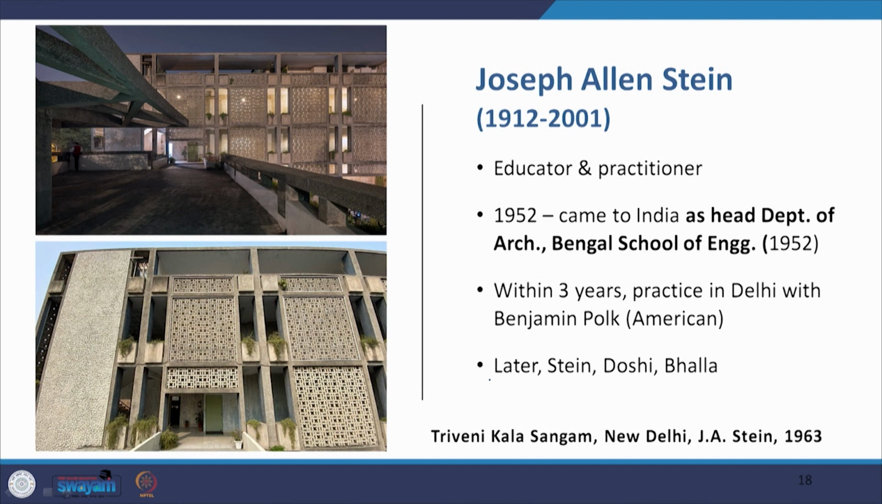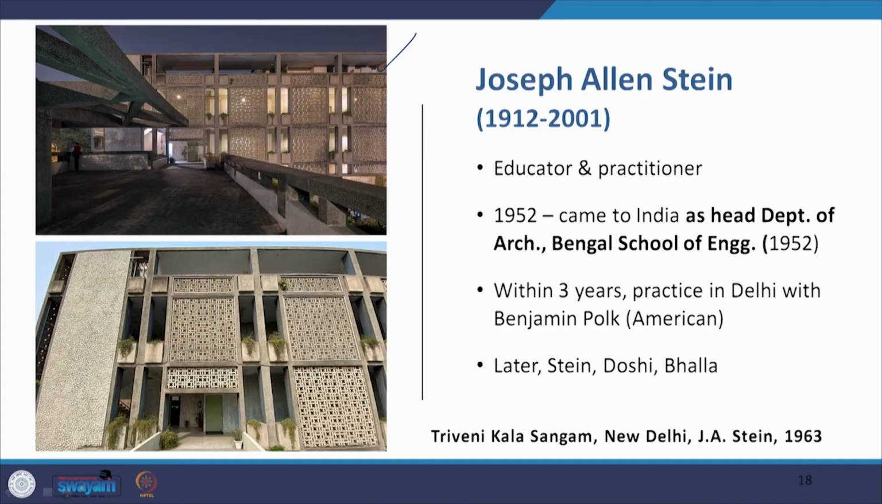This is the example of the Triveni Kala Sangam in New Delhi in 1963, and here itself you find one adoption of the Jali work in a modern form by Stein to have a climatic response to the Indian climatic conditions. Very, very important principle he continued to adopt to make his buildings climatically responsive in Indian conditions.